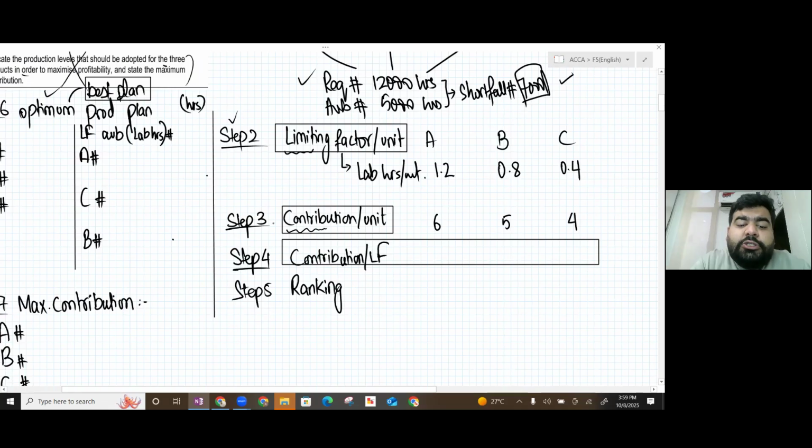How? You have the answers of step 3, contribution per unit, and the answers of step 2, limiting factor per unit. Just divide contribution per unit by limiting factor per unit, and you will get contribution per limiting factor. Like just divide this 6 by 1.2, it will be 5. Then 5 divided by 0.8, it will be 6.25. And 4 divided by 0.4, it will be 10.